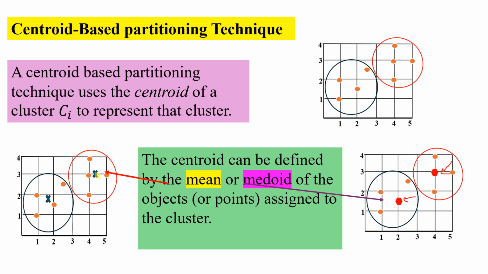If we compare these two diagrams, there is a data point here where we have placed this red hexagon. This is a data point which has been chosen to represent the cluster, and we call it a medoid. We will later see the K-medoids algorithm, which uses medoids as the representatives. So there are two approaches in the centroid-based techniques: one where the mean is used, shown in the left side diagram, and the other where the medoid is used.